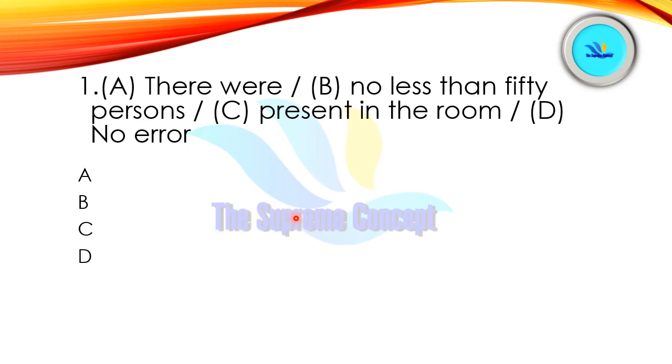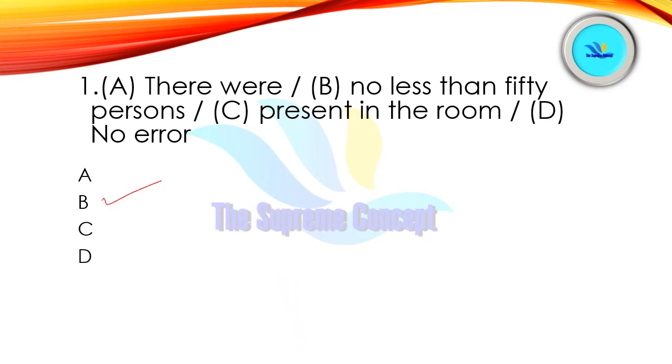Let us start with our first question, and this question is based on error correction. You need to see where the error lies and tick the correct option in your copy. The question is: there were no less than 50 persons present in the room. Find out where the error lies. Just give it a pause and mark your answer.